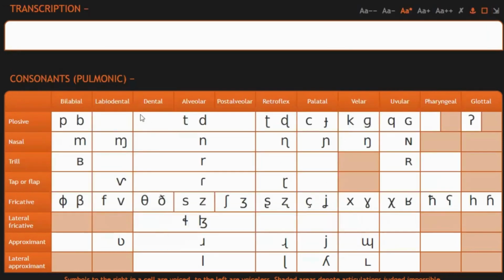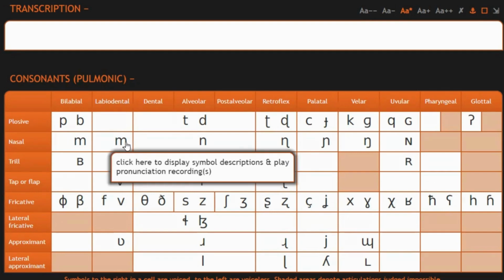All right, so that's all for our bilabials. Next, let's look at these labiodentals. First, we have our nasal labiodental, written with an M with this little hook.